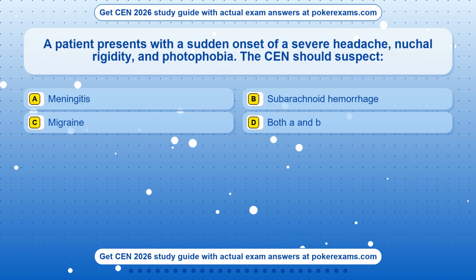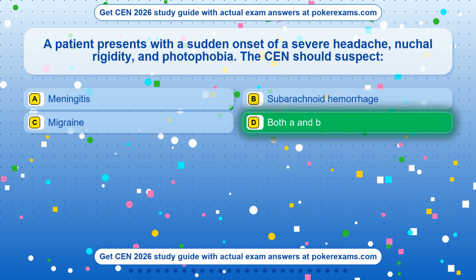Question 2. A patient presents with a sudden onset of a severe headache, nuchal rigidity, and photophobia. The CEN should suspect: Option A. Meningitis. Option B. Subarachnoid hemorrhage. Option C. Migraine. Option D. Both A and B. The correct answer is option D.